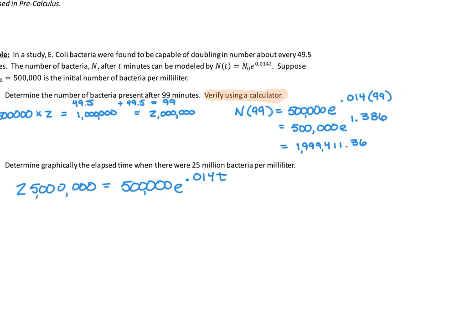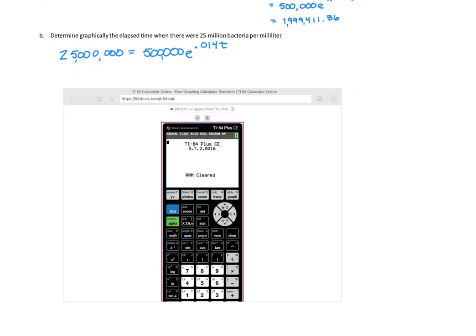All right, so in order to do this, what I'm going to go ahead and do is put the right side into my calculator, my graphing calculator, and I'm going to put the second number in for my Y2. All right, so here's my graphing calculator.